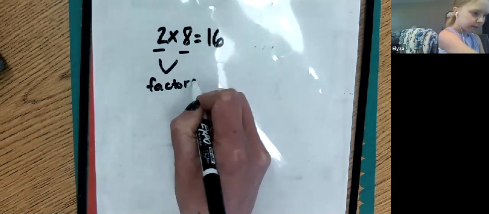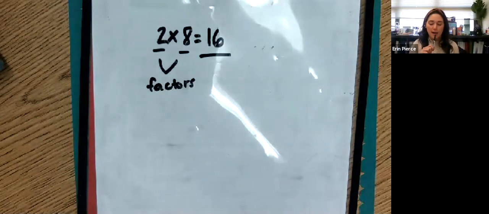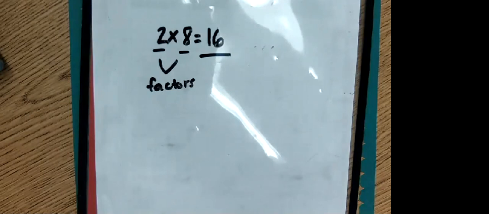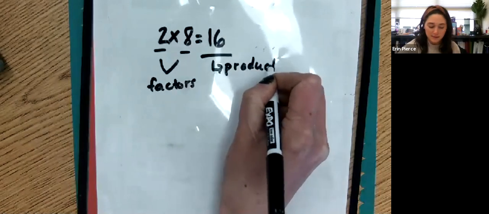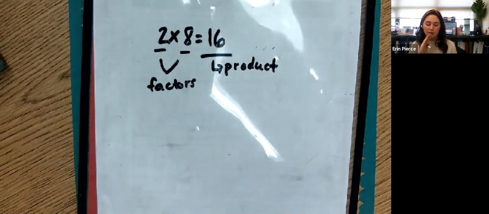So that makes 16 is what? What is 16 called? Owen? Product. The product. All right, so we know 16 is our product. What other multiplication sentences can you write using different factors that will give us the same product of 16? I'd like you to write them down first before you tell me.